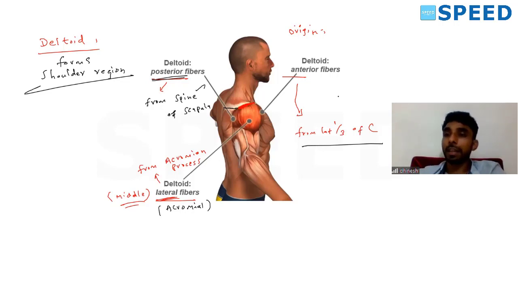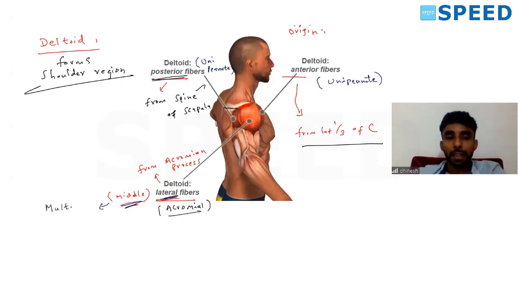One more important thing we have to keep in mind is, out of these three sets of fibers of deltoid, the anterior fibers and posterior fibers both are unipinnate fibers. What about the middle fibers? Exactly, the middle or acromial or lateral fibers, they are multipinnate fibers.